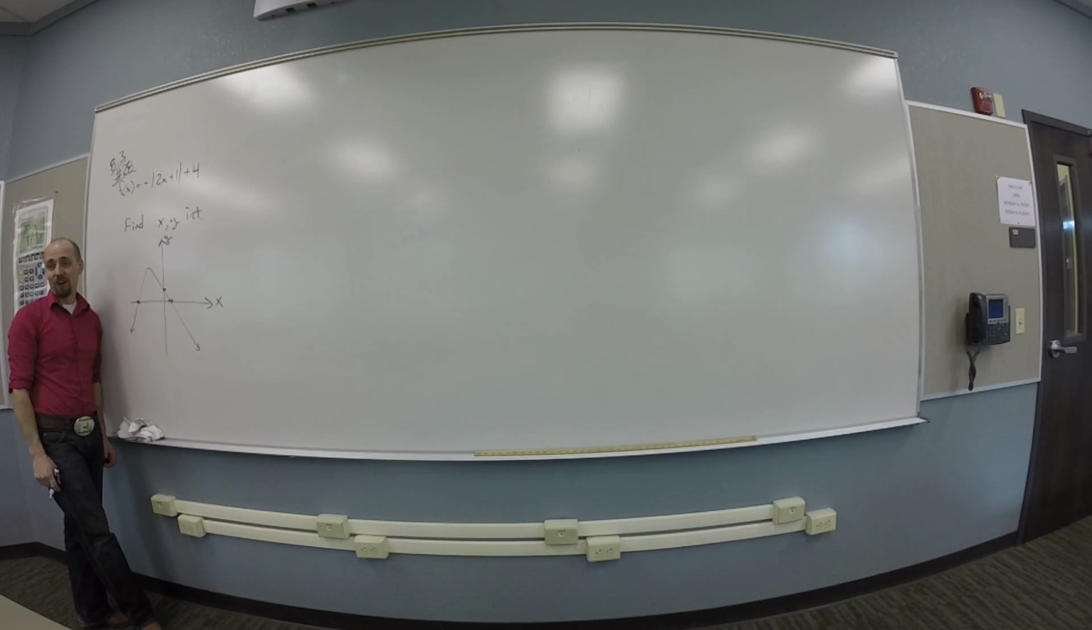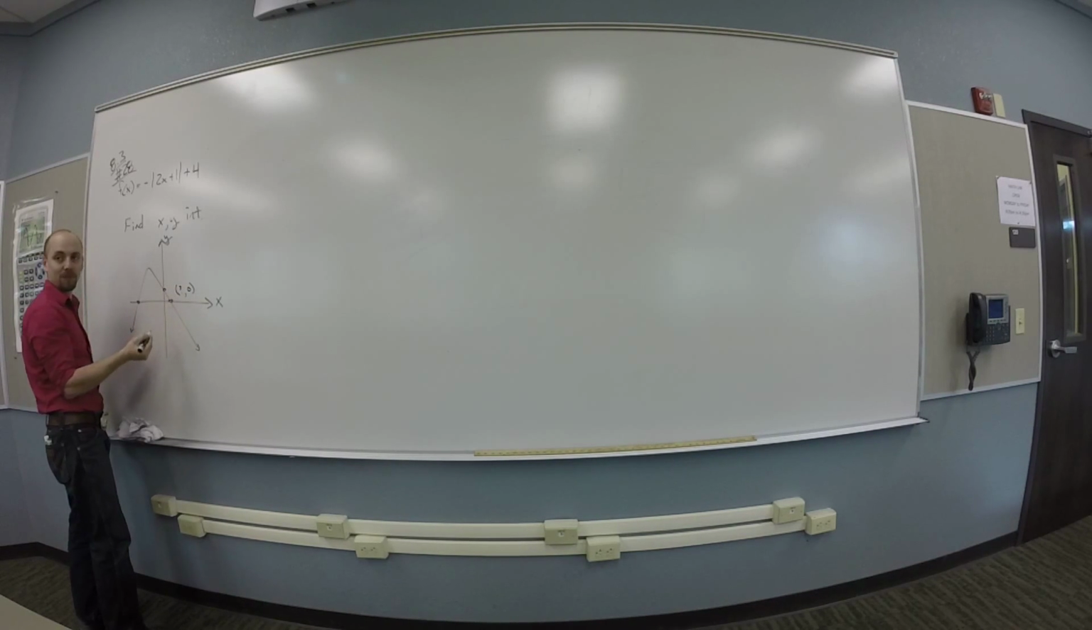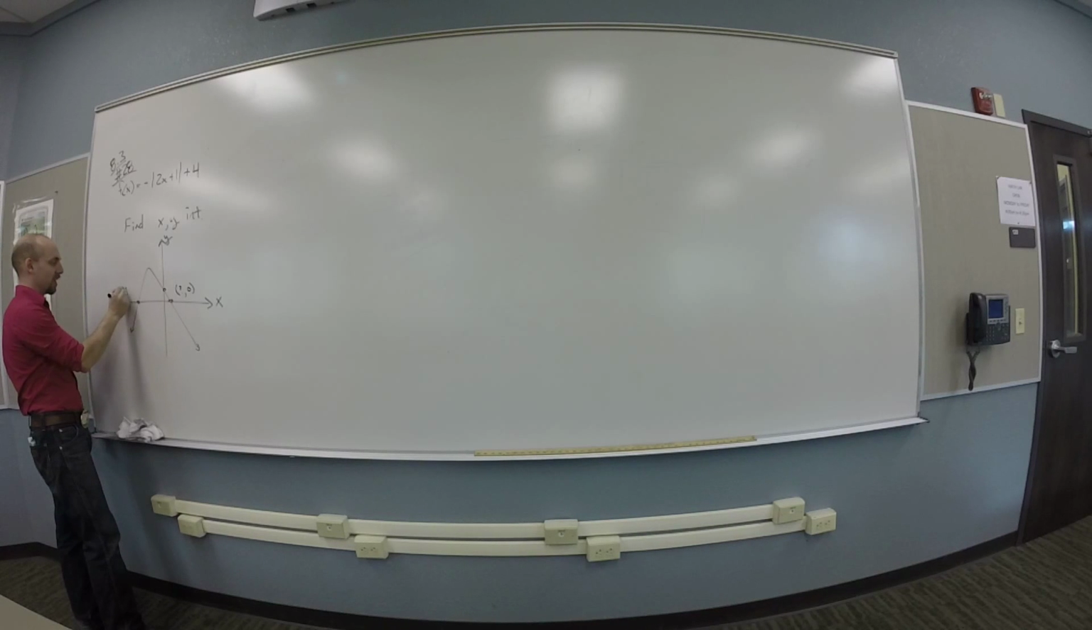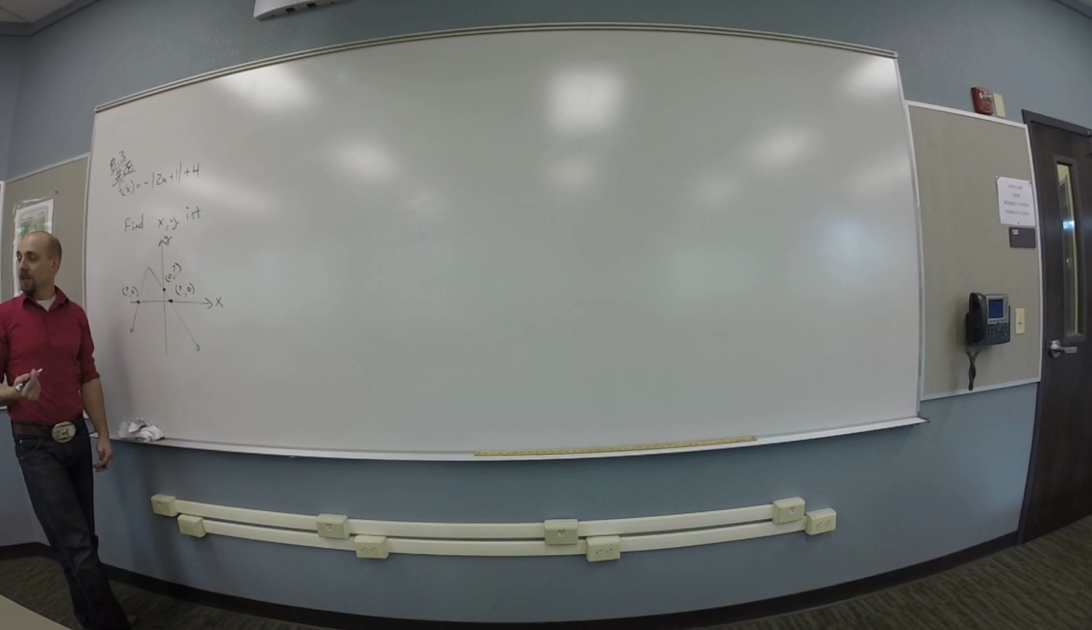What does it mean when it crosses the x-axis? One of the coordinates is 0. That's y is 0, right? So this guy's going to look like, I don't know, comma 0. The other one's going to look like, I don't know, comma 0, right? And then what's the y-intercept going to look like? 0, comma, I don't know.